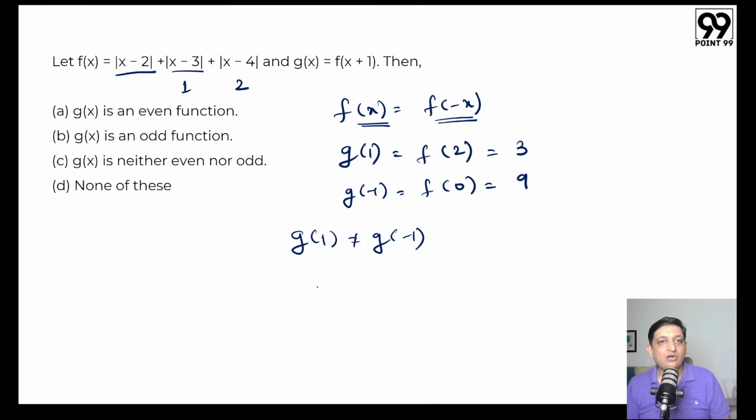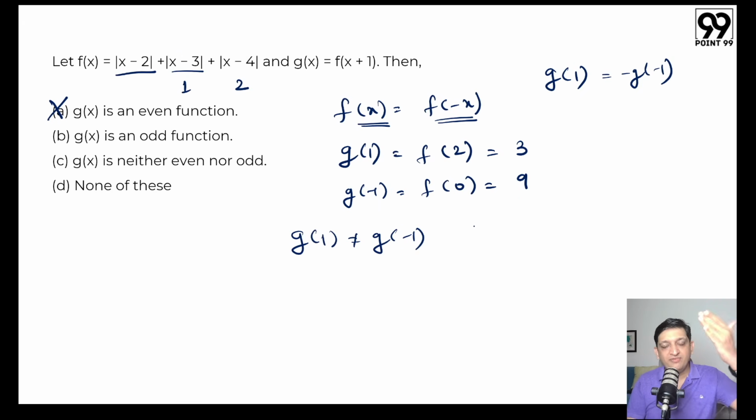But the hallmark of an even function is that it has to be symmetrical around the y-axis, meaning that g of 1 has to be equal to g of minus 1. But that is not working, so it is definitely not an even function. An odd function is also not going to be possible here, because for a function to be odd, it has to be the case that g of 1 should be equal to minus g of minus 1. So it should be reflected around the origin. It should be in the opposite quadrant, but it should look similar. So that is what we are looking at.